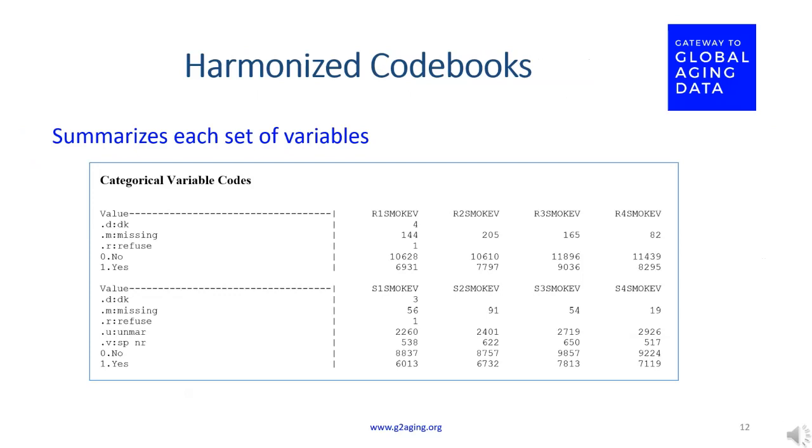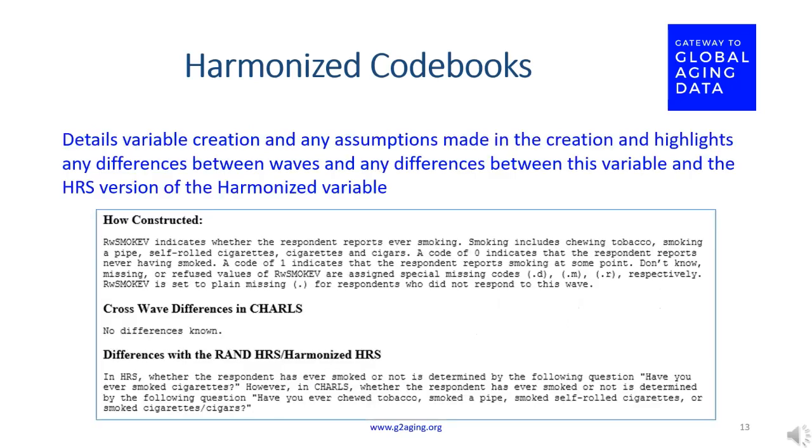A special missing value is a way to indicate missingness with some more information, and these are included as part of SAS, Stata, and SPSS. For example, 4 respondents at wave 1 answered that they do not know to this question, so we've included that information here. In addition, we also detail the variable creation and any assumptions made in that creation, and we highlight any differences between waves of that study and any differences between this variable and the HRS version of the harmonized variable. We use the HRS as our basis for comparison between all of the different studies.